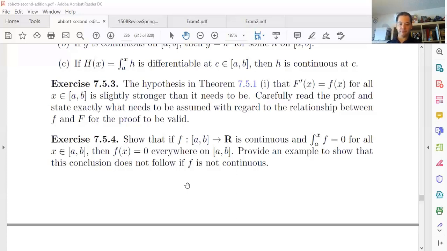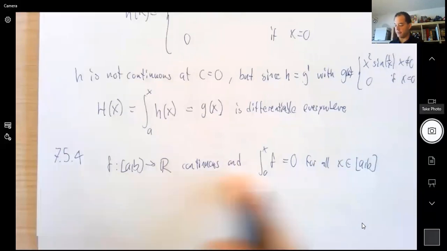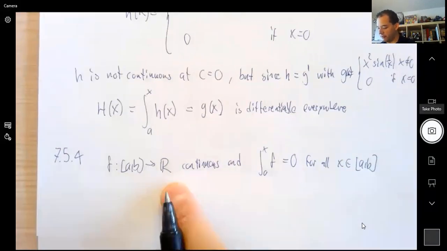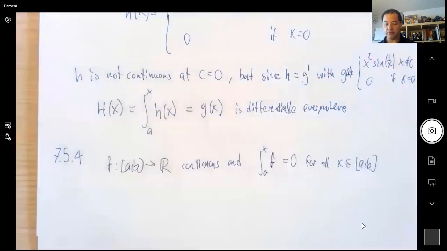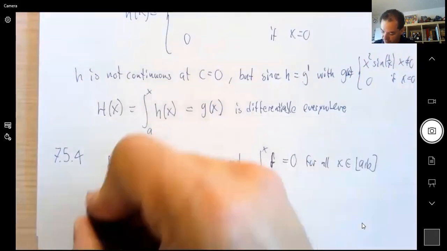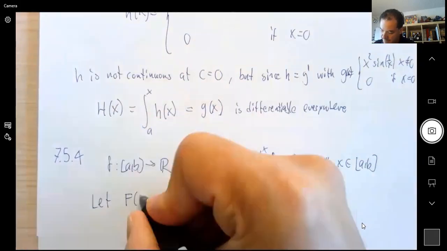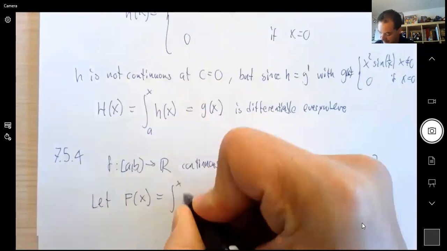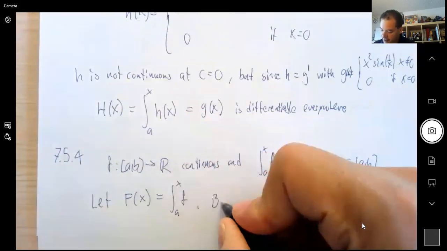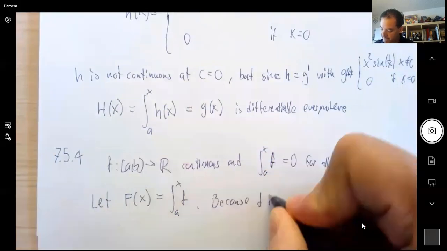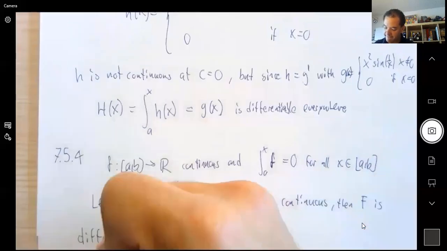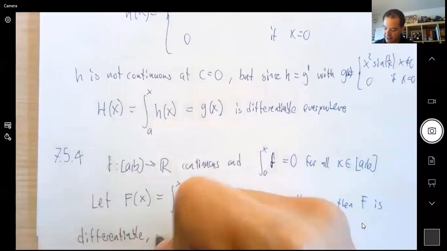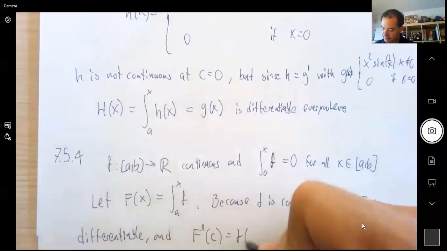All right, so let's do the first part at least. That will be easy. So we have this assumption. The function is continuous and this happens. So what happens when the function is continuous is we can take the derivative, right? By the fundamental theorem of calculus, let capital F be the integral from a to x of little f. Because little f is continuous, then capital F is differentiable and capital F prime of c equals little f of c, right?